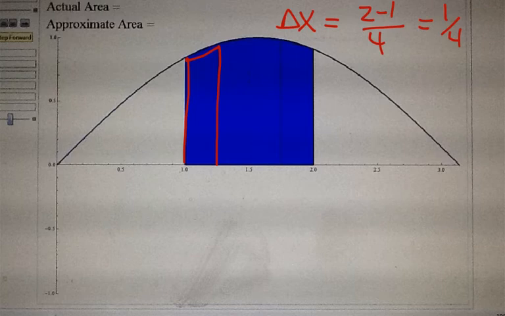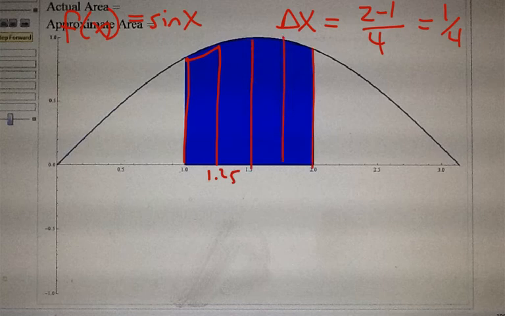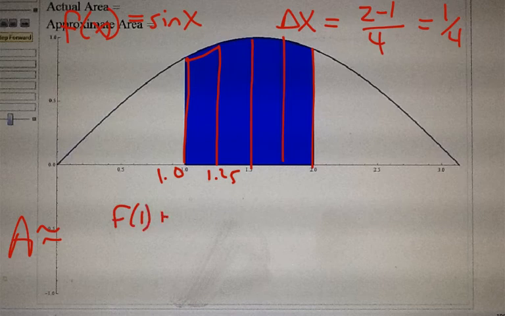But again, that's just evaluating our function, f of x equals sine of x, at 1, and then at 1.25, and then we have 1.5, 1.75, and 2. But I need to evaluate at 1 and 1.25, add those together, times the height divided by 2. So let's just generate this really quickly. So I'm going to have f of 1 plus f of 1.25.